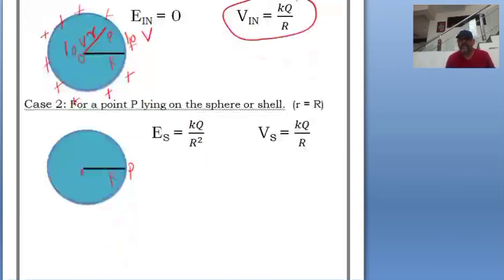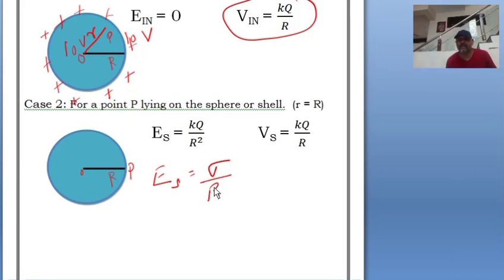For a point P lying on the sphere or the shell, the value of small r becomes equal to capital R. Therefore, Es is equal to kq divided by R square. Remember, here small k represents 1 by 4 pi epsilon naught, the electrostatic force constant. So Es is equal to 1 by 4 pi epsilon naught, q divided by R square. You can also write this Es in terms of sigma.